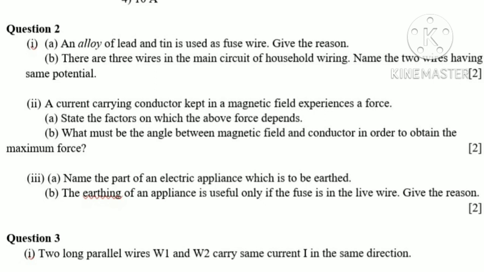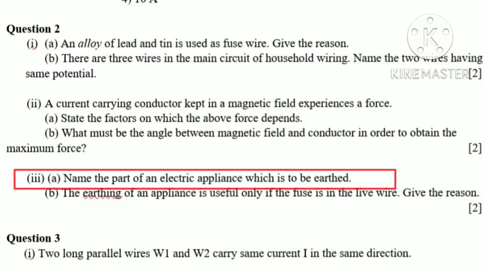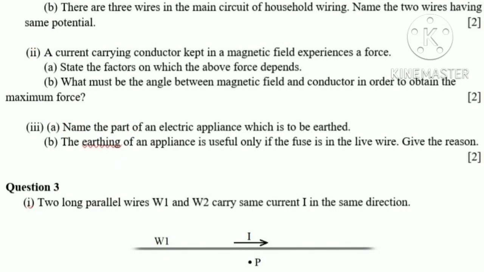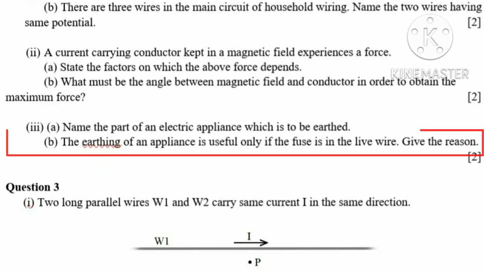Name the part of an electrical appliance which is to be earthed. Metal case. Metallic case of the appliance. Okay. The earthing of an appliance is useful only if the fuse is in the live wire. Give reason.